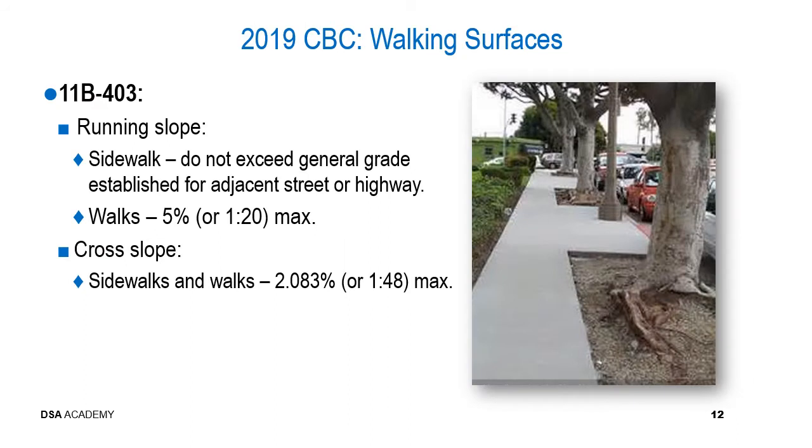Regarding walking surfaces, 11B-403, for the running slope and cross slope, those are the same as before. When it comes to sidewalks, do not exceed the general grade established for adjacent street or highway. For walks, those are 5% or 1 in 20 max. Regarding cross slopes for sidewalks and walks, that's 2.083% or 1 in 48 maximum. These are the same as what they've been in the past code cycle.